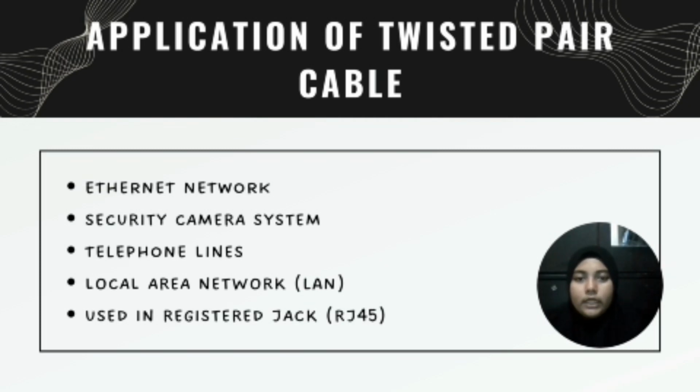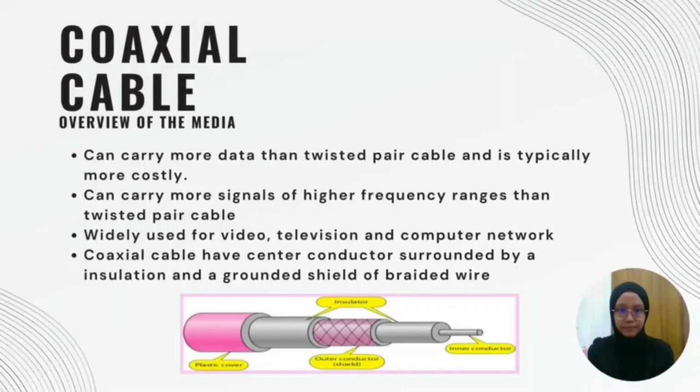There are a few applications of twisted pair cable. Twisted pair cable is widely used in internet networks, security camera systems, and telephone lines. Twisted pair cable is also used in local area networks and registered jack RJ45.